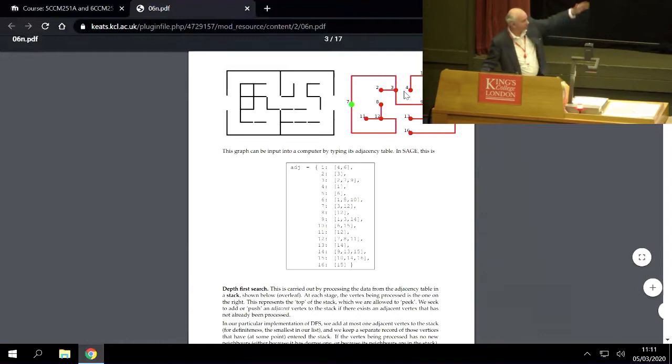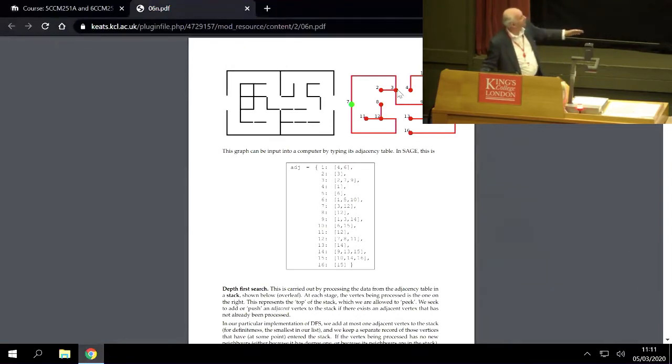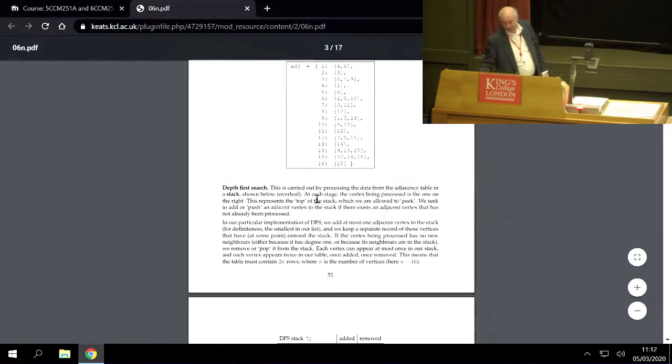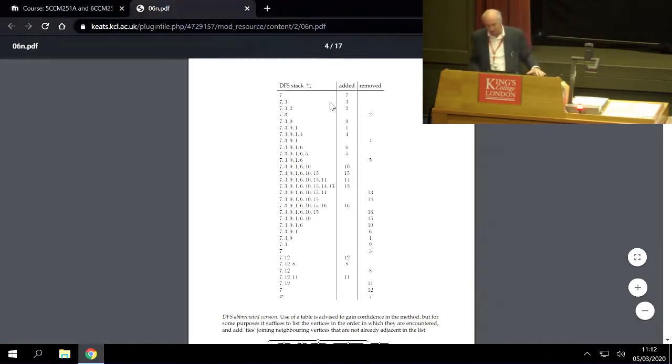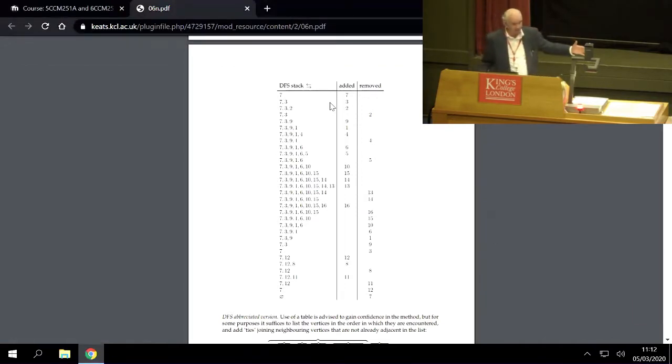So tray number 2 is taken off and thrown away, and then we're back at tray number 3, and from there we can go to tray number 9. That's the idea, and here's the way it's written down in detail. We started with vertex 7. The stack is written horizontally, so the bottom of the stack is the left-hand side.